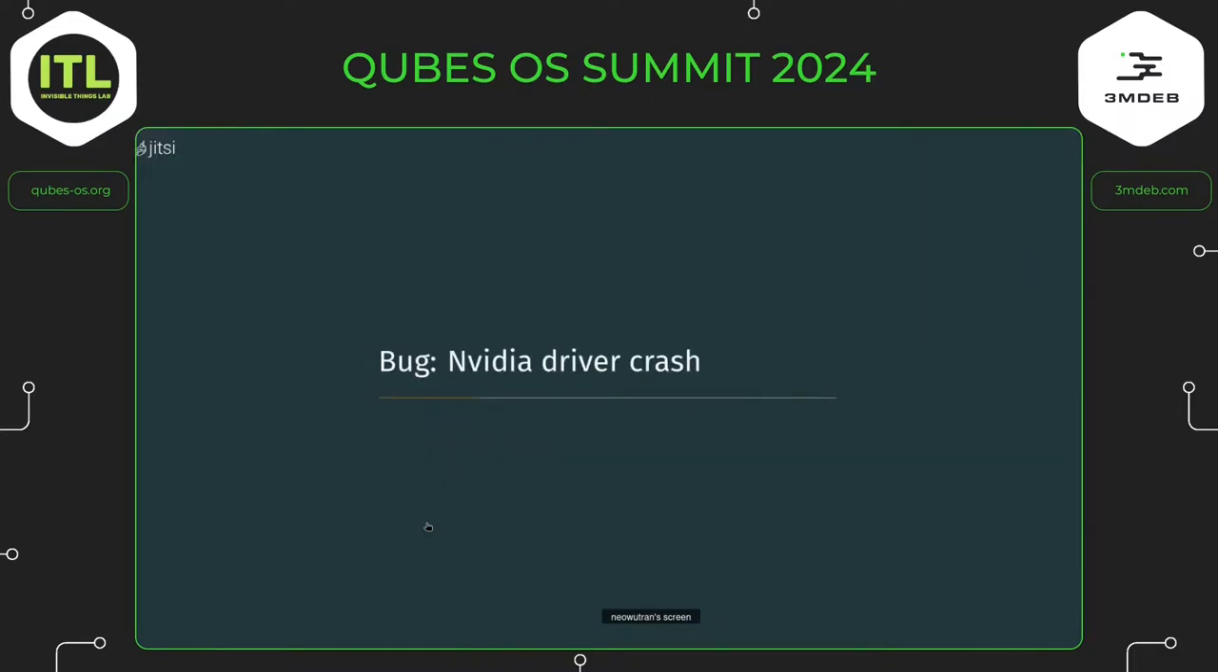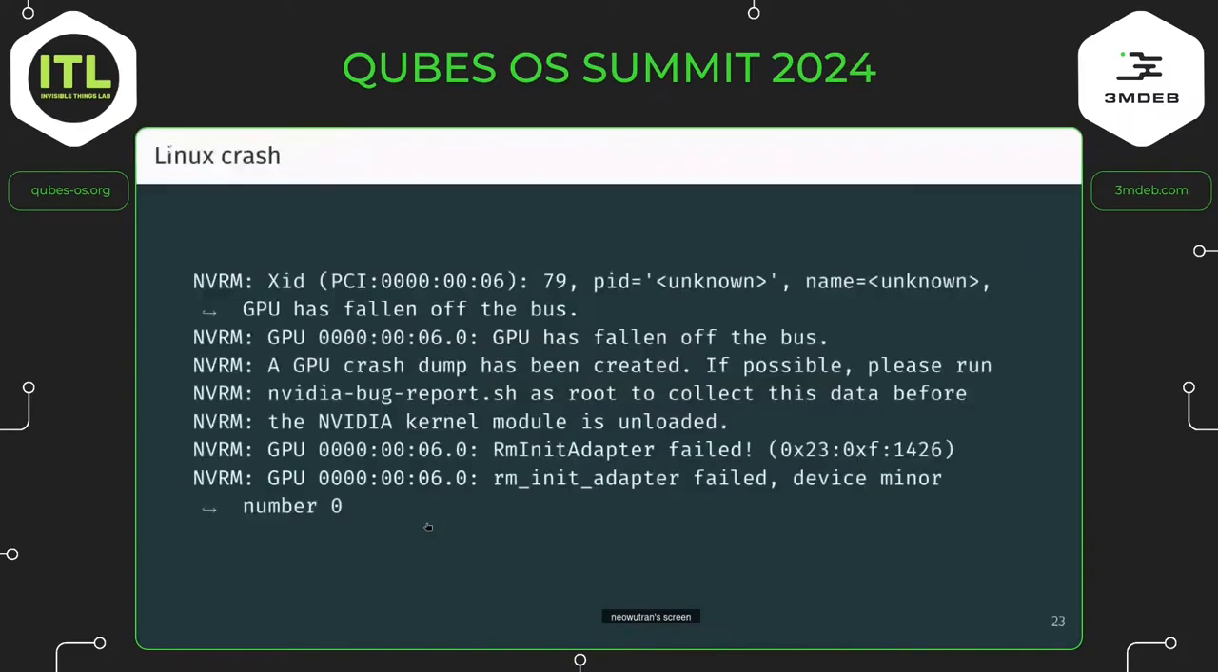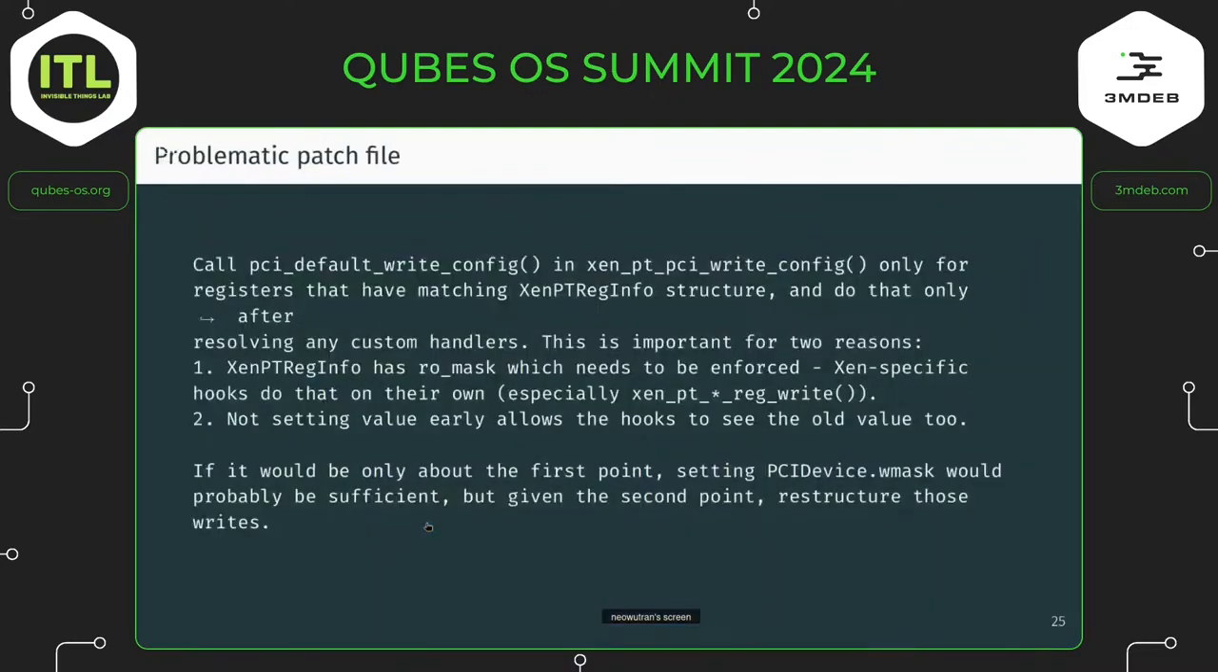So now let's dive into the next bug. At some point in time, the Nvidia driver stopped working. This was the kind of error message we got on Linux. And on Windows, we got a blue screen of death. After searching for what triggered this behavior, we found it was these patch files.